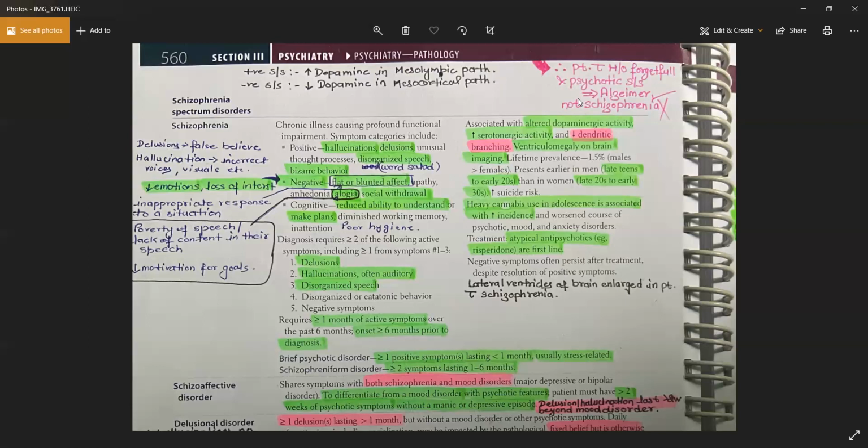Any doubt on schizophrenia, how you diagnose it? No.